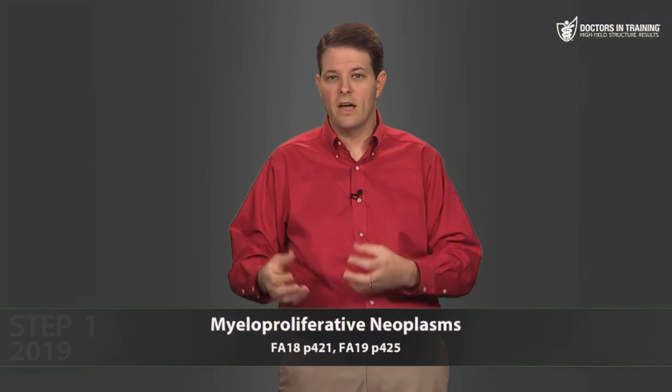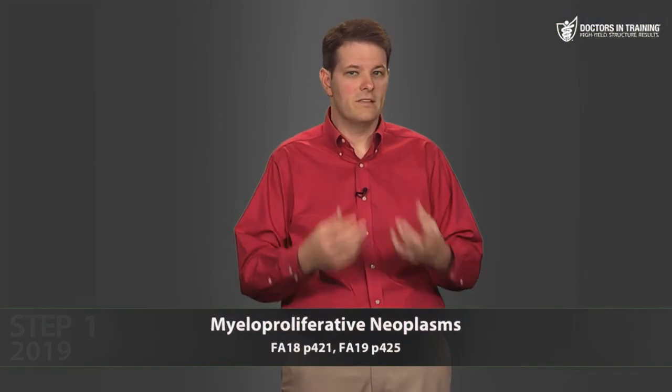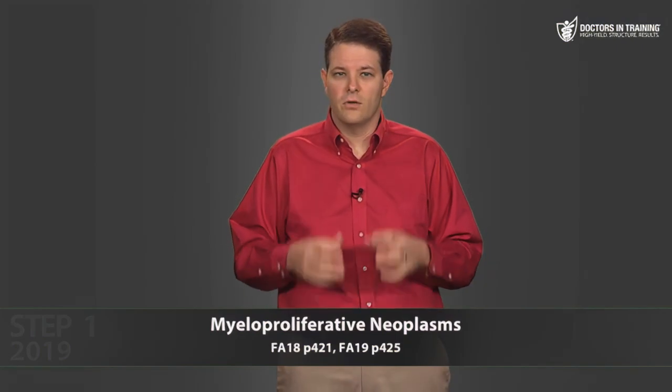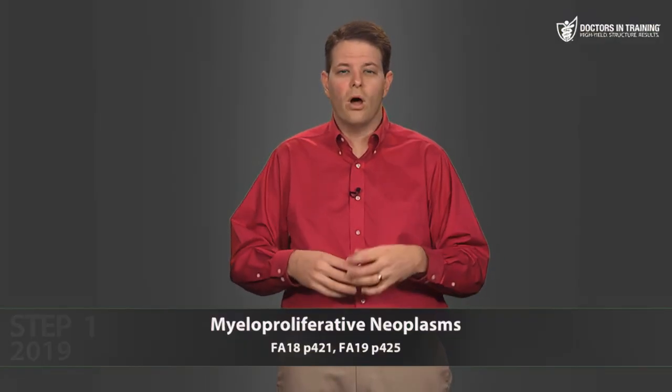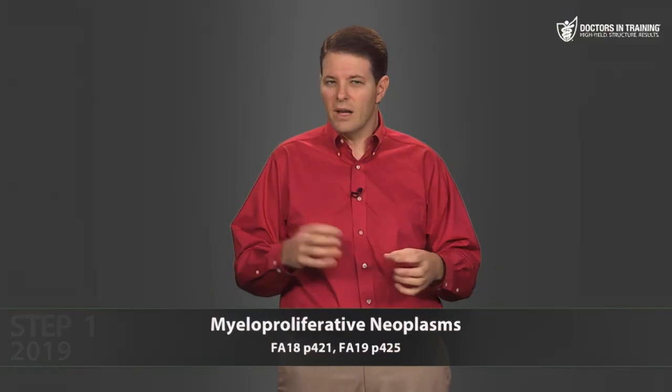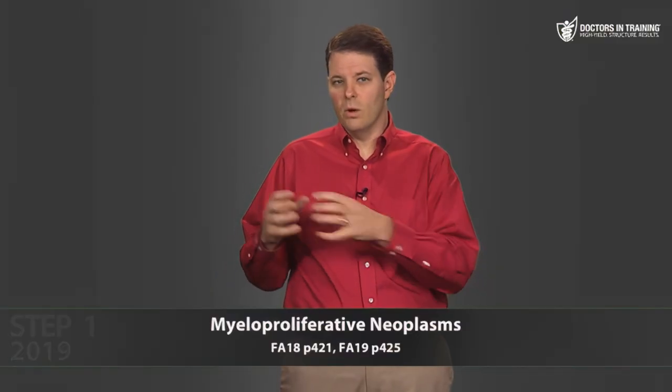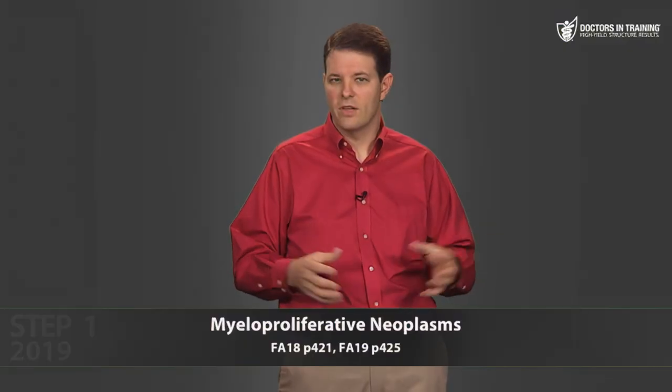So these could be monocytes and neutrophils, these could be red cells, they could be platelets. These are all cell types derived from myeloid precursors. And these represent a broad spectrum of disease. And there's a lot of overlap between these. So you might just make one cell type, or you might make several different cell types.